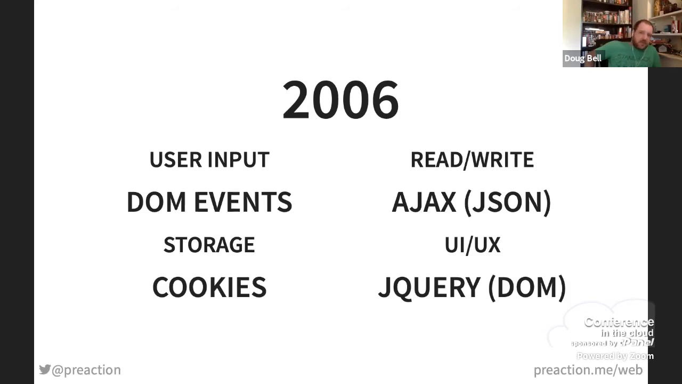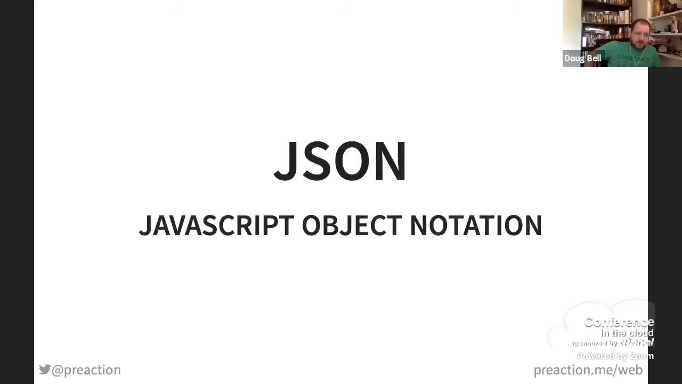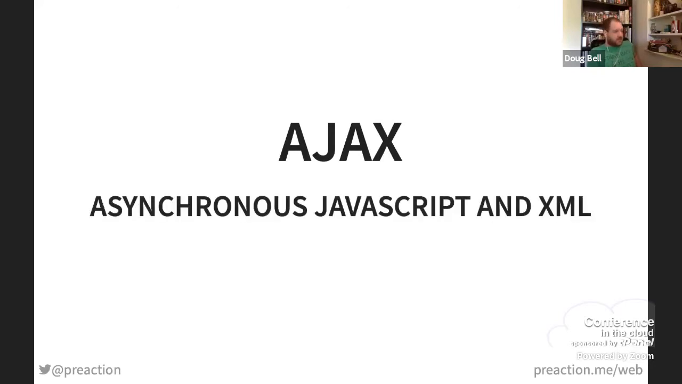So fast forwarding a little bit to 2006, we get some very interesting things too. We finally have JSON, which means that the JavaScript object notation is a much easier way than XML to transmit data, which means that now we can finally call it AJAX, which means asynchronous JavaScript and XML, despite the fact that we only use JSON.